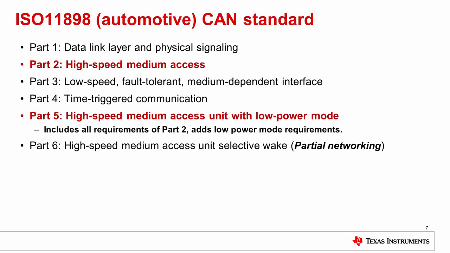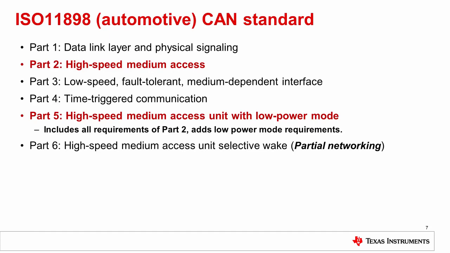Automotive CAN interfaces are dictated by the ISO 11898 standard. There are 6 parts to the standard. Part 1 is the data link layer and physical signaling. Part 2 allows for high-speed medium access. Part 3 allows for low-speed fault-tolerant medium-dependent interfaces. Part 4 is time-triggered communication.